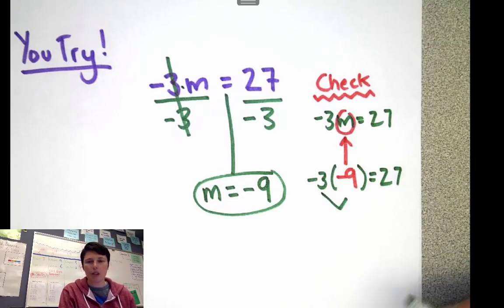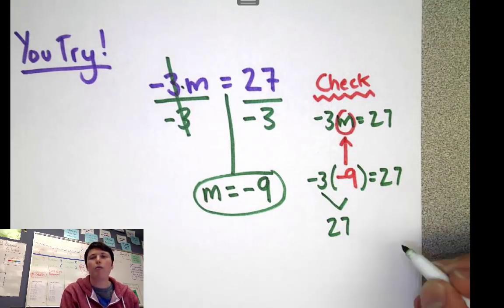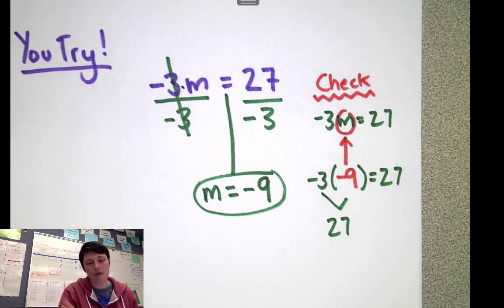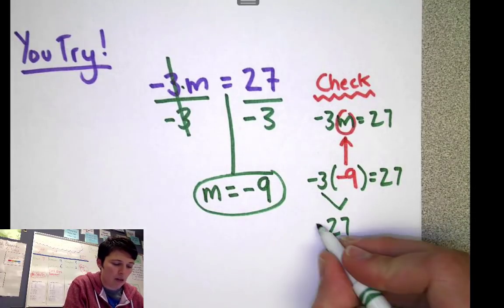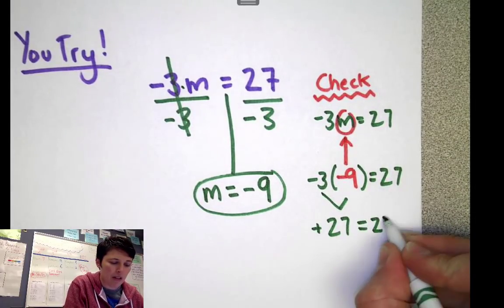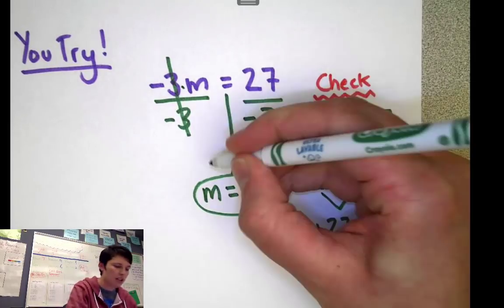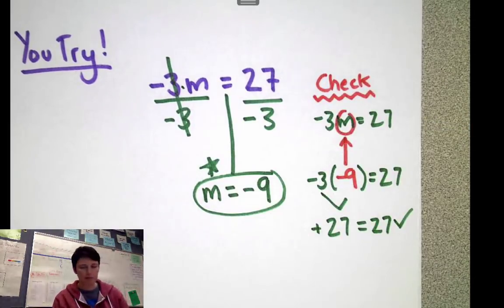Okay, cool. Well, we know 3 times 9 is 27. We also know that a negative times a negative, those match up, make a positive. So positive 27 equals 27. Yeah, for sure. Check, we did it right. This is the answer.